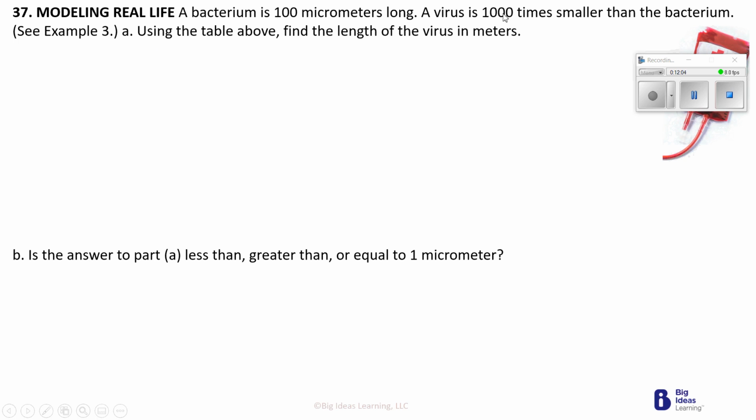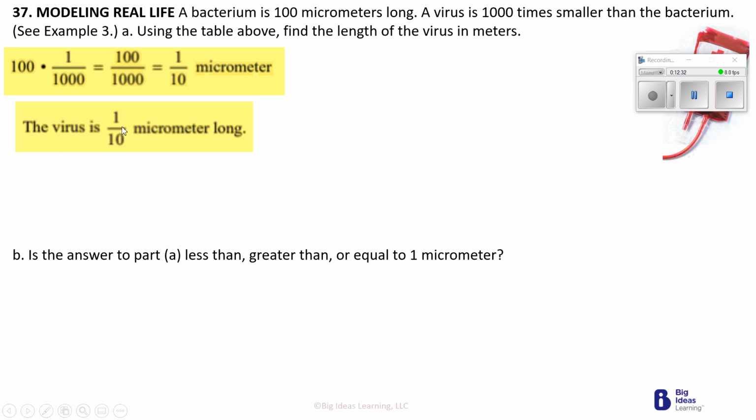A virus is 1,000 times smaller than a bacterium. So we're going to have 100. We're going to multiply it to the bacterium, because remember, it's 1,000 times smaller. So it's 1/1000th, right? That's going to be 100 over 1,000. We get rid of each 0 that's on top. And that gives us 1 over 10 micrometers. The virus is 1/10 micrometer long.